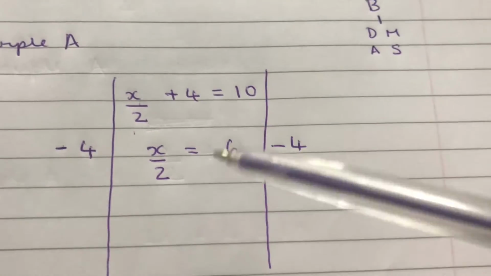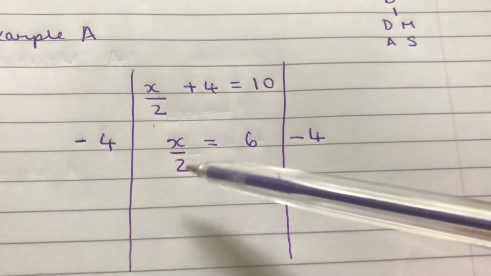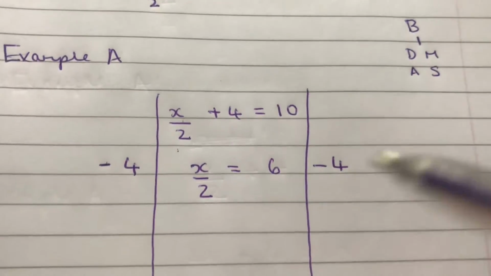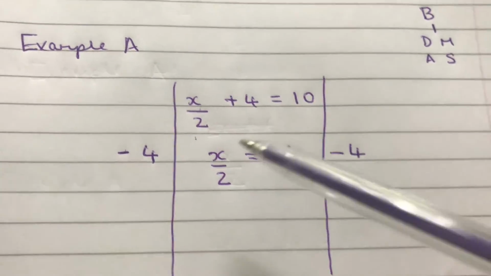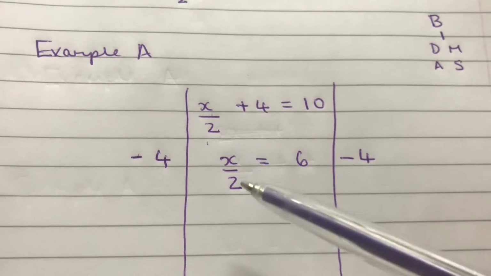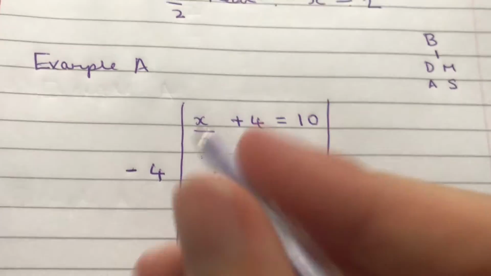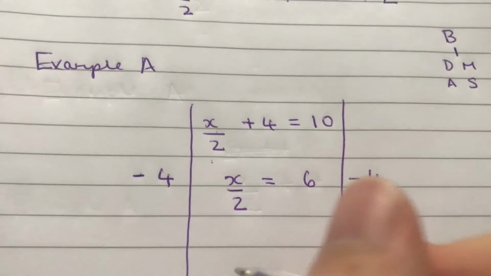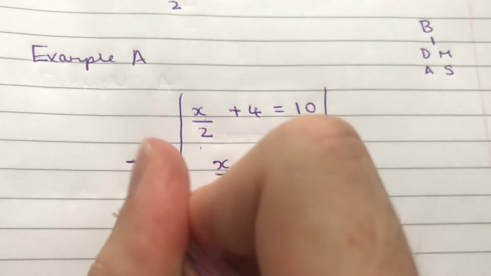Next step. So we've still got the x over 2, so x divided by 2. So we need to get rid of the division. So what's the opposite of dividing by 2? Well, opposite of division is multiplying. So that would be multiplying by 2.